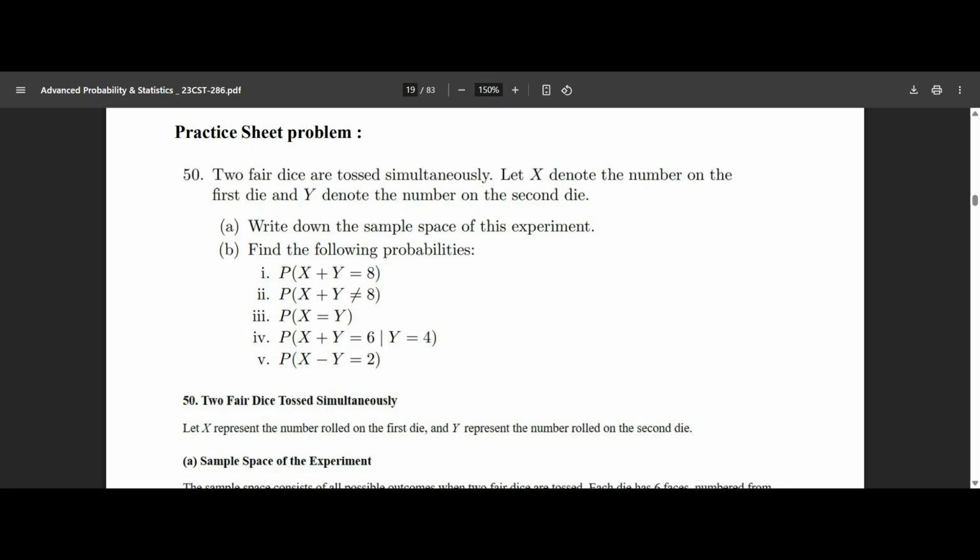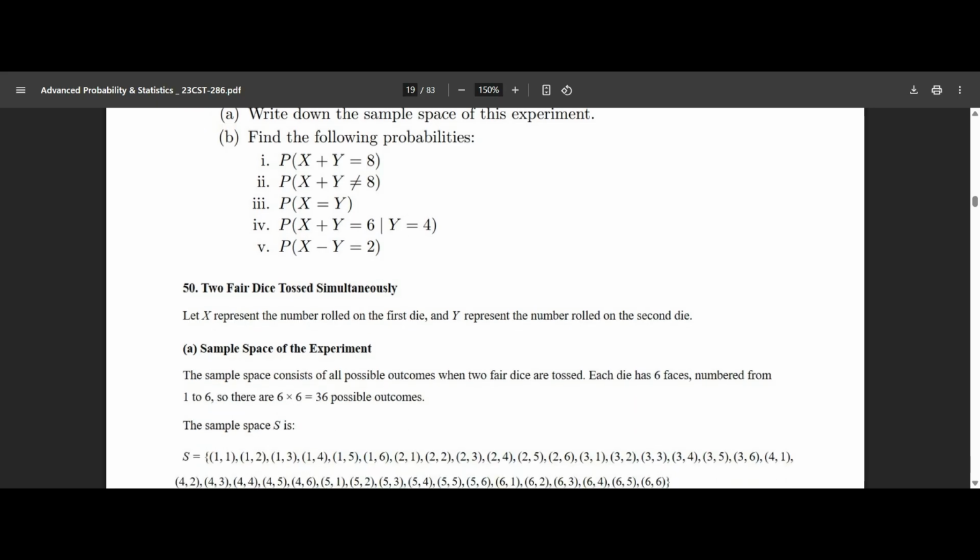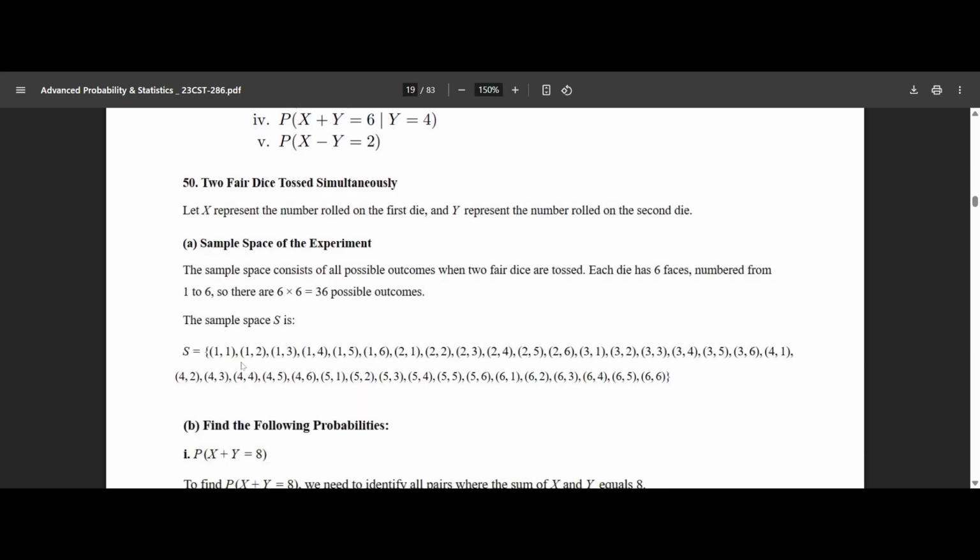So x is the number on the first die, that is x can be 1, 2, 3, 4, 5 or 6. Y is the number on the second die. Die is die, the second die also has 1, 2, 3, 4, 5, 6. Now when x is 1, y can be 1, 2, 3, 4, 5, 6. So (1,1), (1,2), (1,3), (1,4), (1,5), (1,6). Then (2,1), (2,2), (2,3), (2,4), (2,5), (2,6). That way we will get 36 values. So there are 36 possible outcomes.